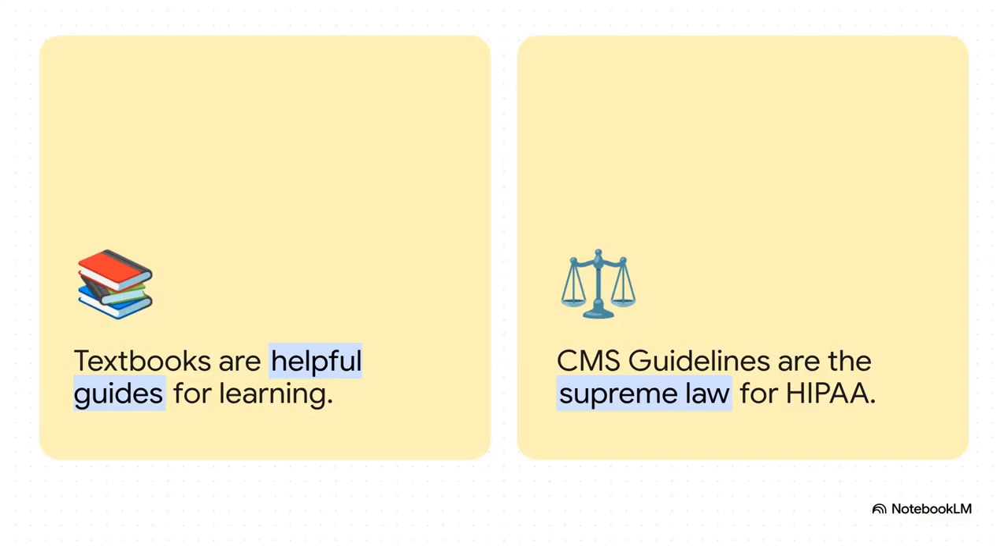Before we even look at the codes themselves, we really have to establish exactly who makes the rules in the medical coding universe. Now, textbooks are absolutely fantastic tools for practice and learning the ropes, but the CMS official guidelines for coding and reporting, those are the supreme law of the land for HIPAA compliance. When it comes to the source material, it's explicitly clear that the CMS guidelines take absolute precedence over textbook interpretations. So today, our entire explainer relies strictly on the exact text from these CMS guidelines.